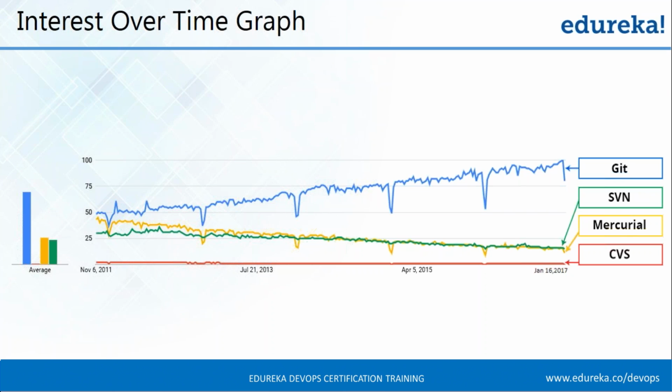Okay. So this is the interest over time graph, collected from Google Trends, and it shows how many people have been using what at what time. The blue line here represents Git, the green is SVN, the yellow is Mercurial, and the red is CVS. You can see that from the start, Git has always been the most popular version control tool compared to SVN, Mercurial, and CVS, and it has always been a bad day for CVS. But Git has always been popular, so why not use Git, right? There's nothing much to say about that.